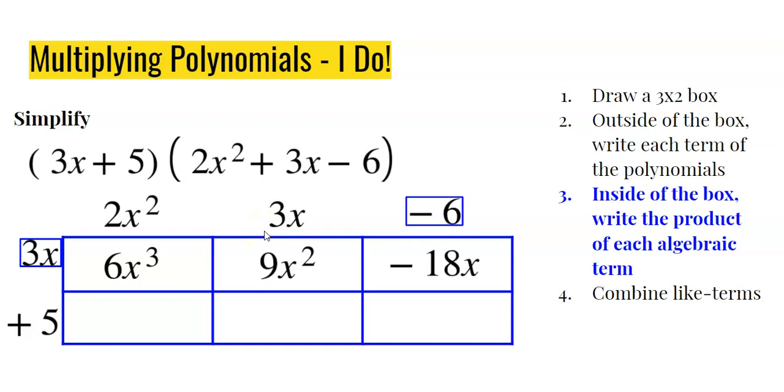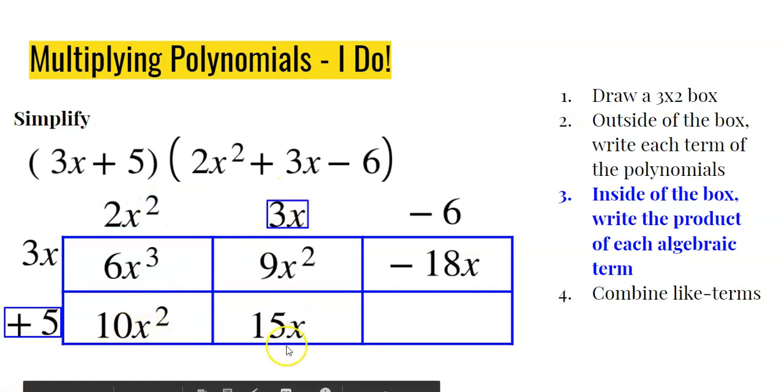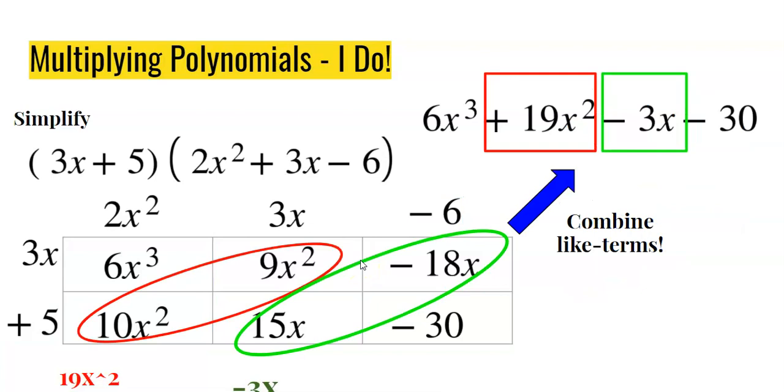3x times negative 6 is negative 18x. 2x squared times 5 is 10x squared. 3x times 5 is 15x. Negative 6 times 5 is negative 30. So notice at this point my box is completely filled in, so I can move on to the next step, which is combining like terms.